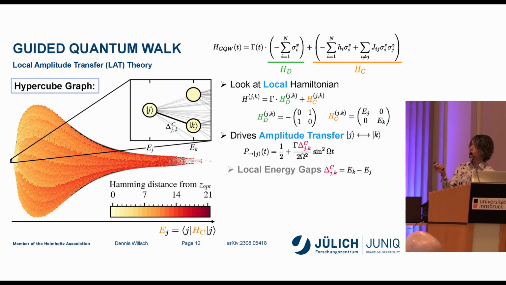And in this graph, states are still coupled if they have Hamming distance 1. So we always couple the states which the driver Hamiltonian would cause probability amplitude transfer between.